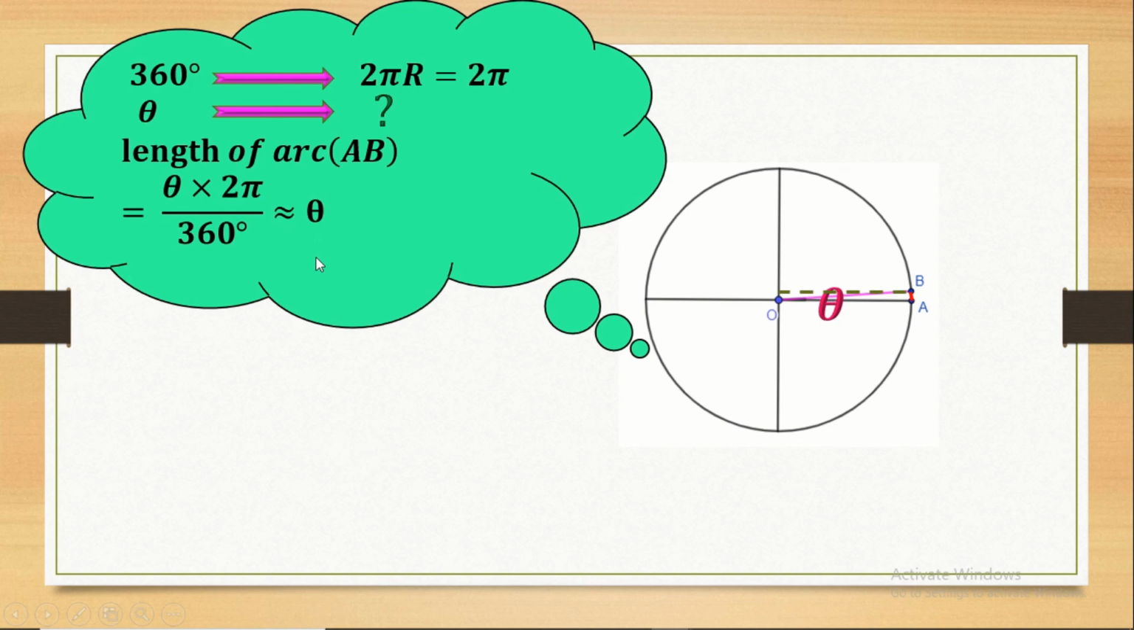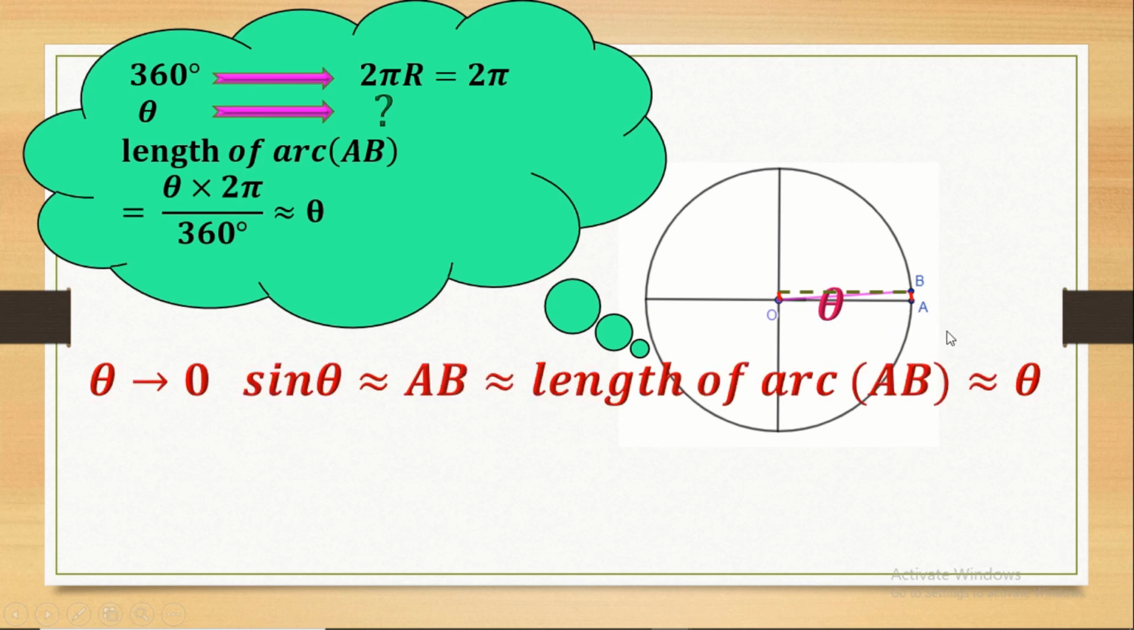Well, now if you note something here, the sine of the angle theta, if we project here from B to get this sine, it's approximately equal to the length of the chord AB, which is approximately also equal to the length of the arc AB, which is approximately also equal to theta. So we can say that in this case, when theta approaches 0, then sine theta is approximately equal to theta.